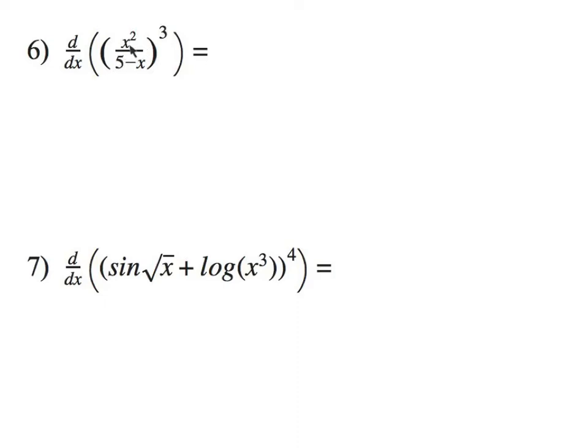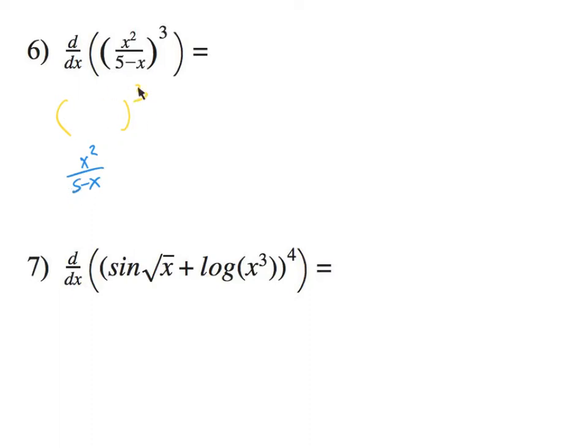So I want to take the derivative of this. So let's first see what's the outside. Well, the outside is something cubed. Inside of that is x squared over 5 minus x. So the outside, that's an easy derivative, but the inside is going to need a quotient rule.